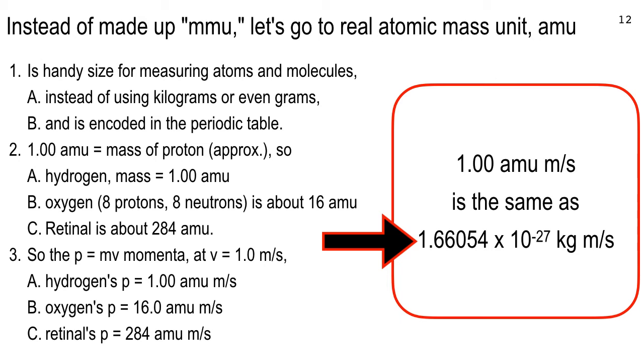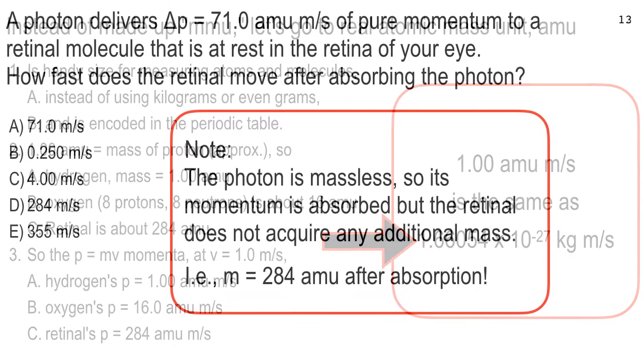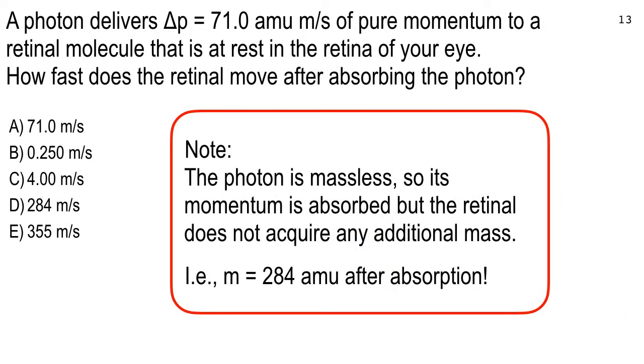Now, I've got another clicker question for you. And this one, I want you to read it really carefully. It's about retinal and a photon delivering some AMU meters per second of momentum into the retinal molecule. Here we go. A photon delivers delta P of 71.0 AMU meters per second of pure momentum to a retinal molecule. So what's V nu for the retinal molecule?